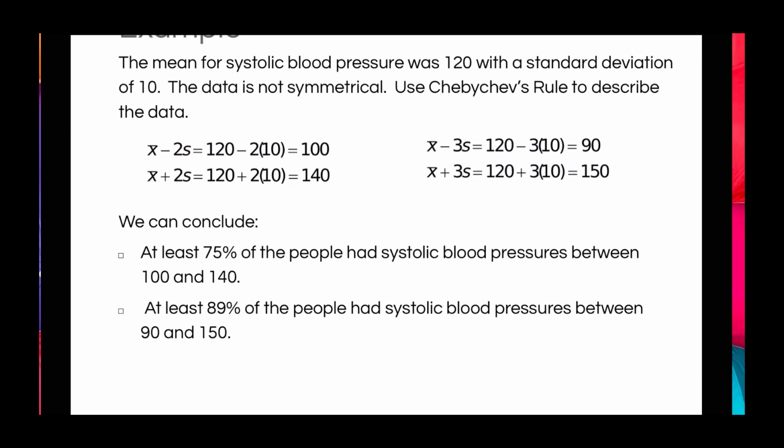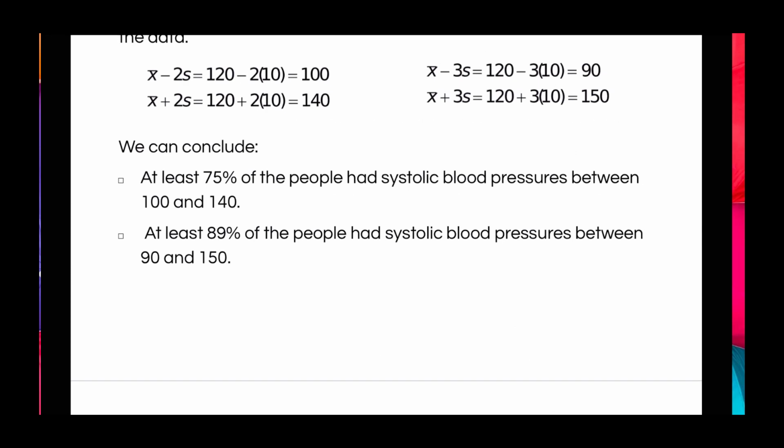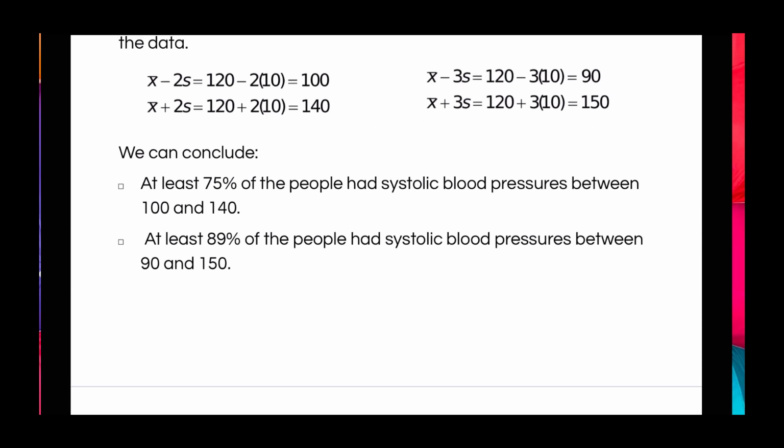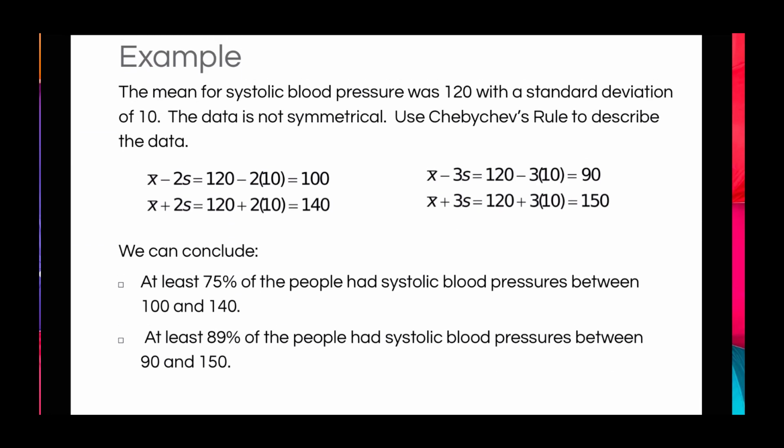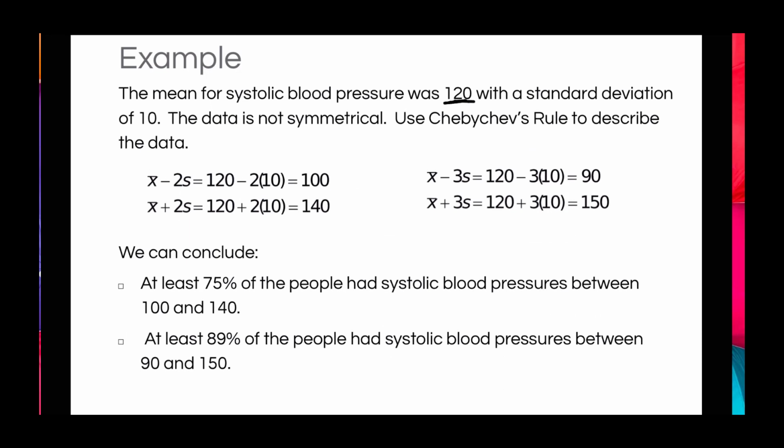It says the mean for systolic blood pressure was 120 with a standard deviation of 10. The data is not symmetrical. Use Chebyshev to describe the data. I just want to show you that you can draw this out just like we were doing before. All right, so what I usually do for Chebyshev is, let's see, the mean is 120 and standard deviation is 10.